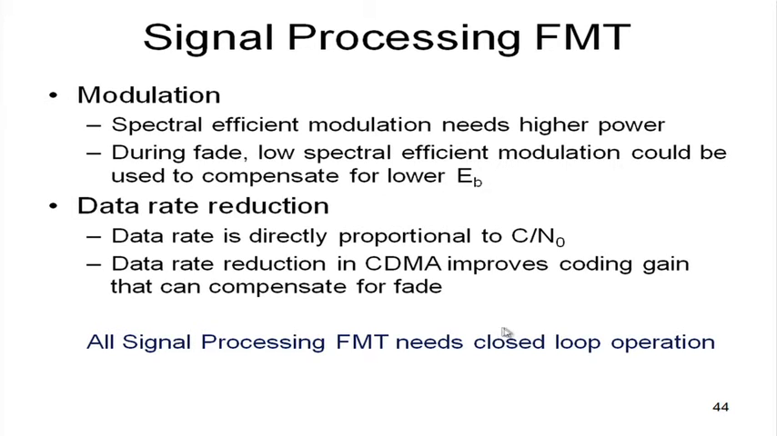Now if the hub changes the modulation, coding or the data rate, suddenly the remote terminals do not know. So the remote terminal should know when to change, and also what quality is reducing at the remote terminal has to be monitored first, and then the change has to occur. So therefore there has to be closed loop operation between the hub and remote terminal, or remote terminal to remote terminal, for all signal processing FMT.